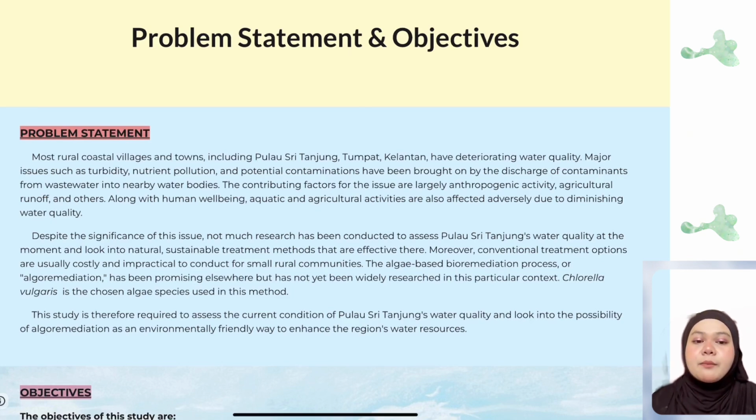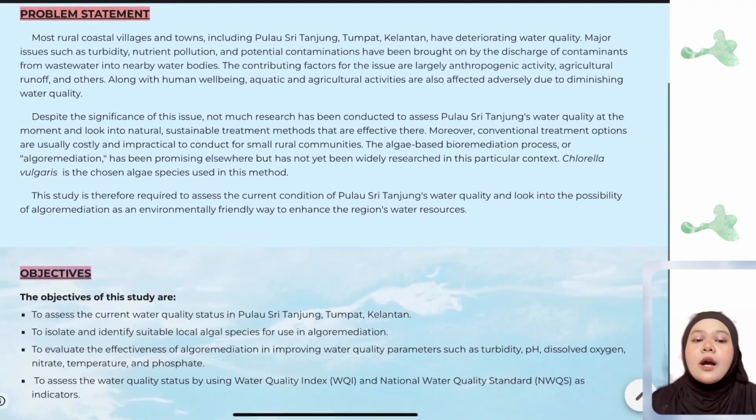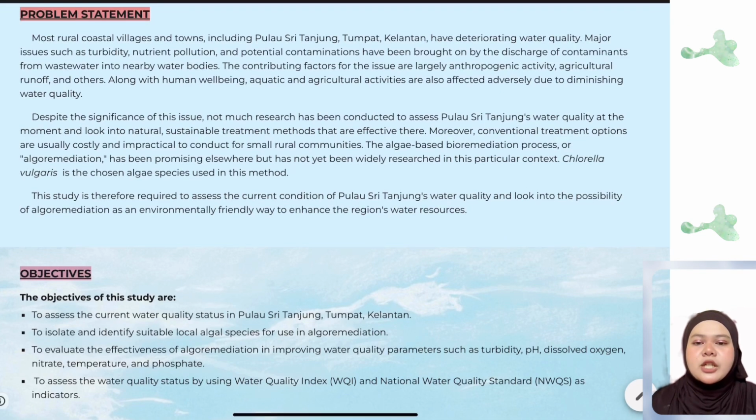The alga-based bioremediation process, or algoremediation, has been promising elsewhere but has not yet been widely researched in this particular context. Chlorella vulgaris is the chosen algae species used in this method. This study is therefore required to assess the current condition of Pulau Seri Tanjung's water quality and look into the possibility of algoremediation as an environmentally friendly way to enhance the region's water resources.